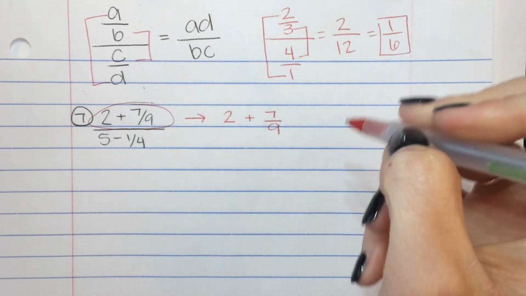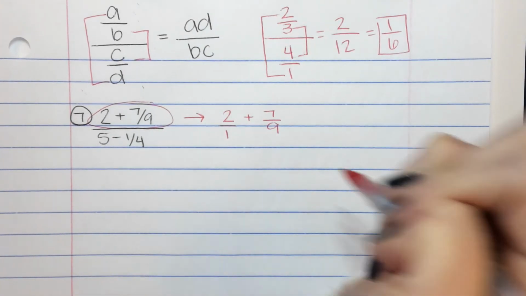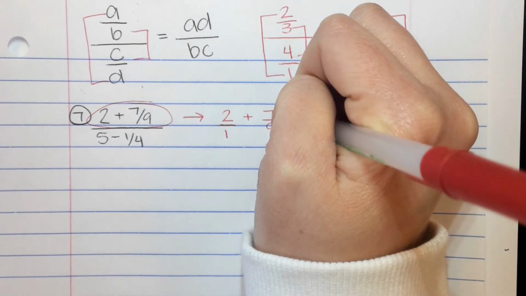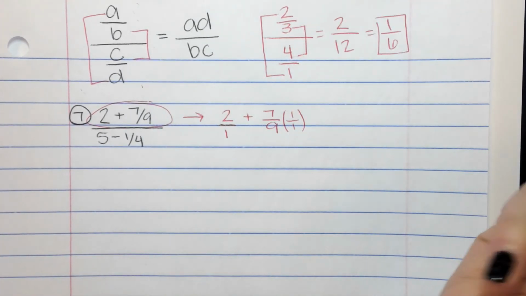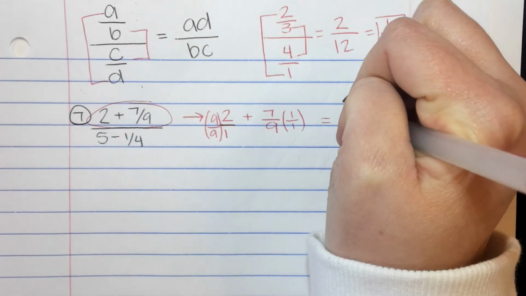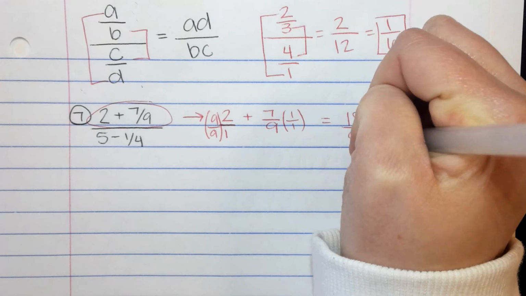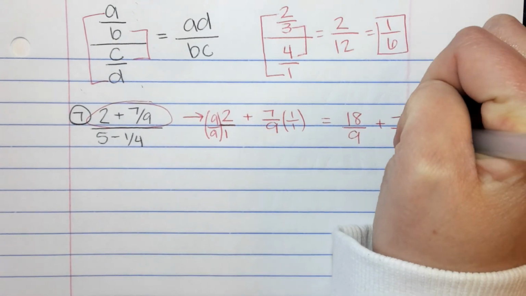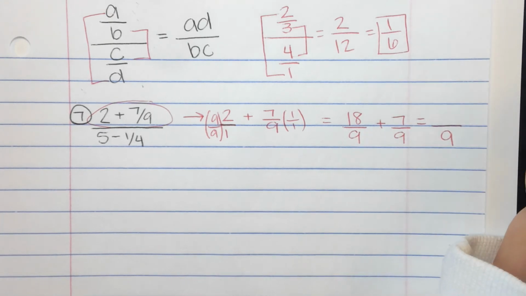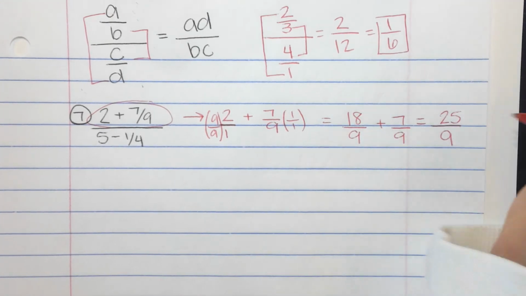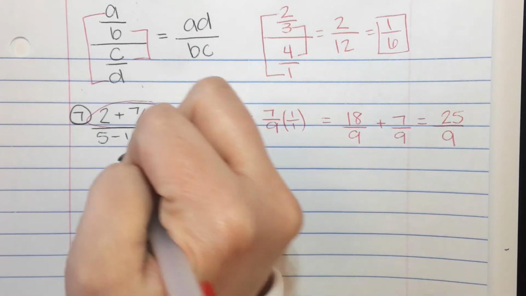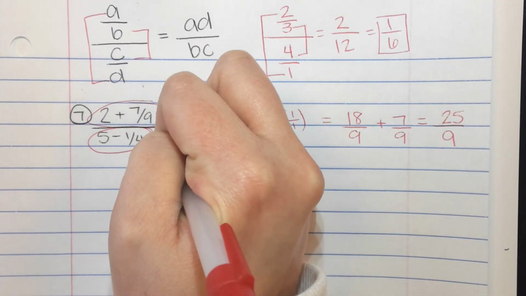This is the same as 2 over 1. We need to make these match. So I can multiply this side by 1 over 1, which doesn't change anything. This side is 9 over 9. That gives me 18 over 9 plus 7 over 9, and I can just go straight across. 18 plus 7 is 25, so that gives me 25 over 9. That's the top.